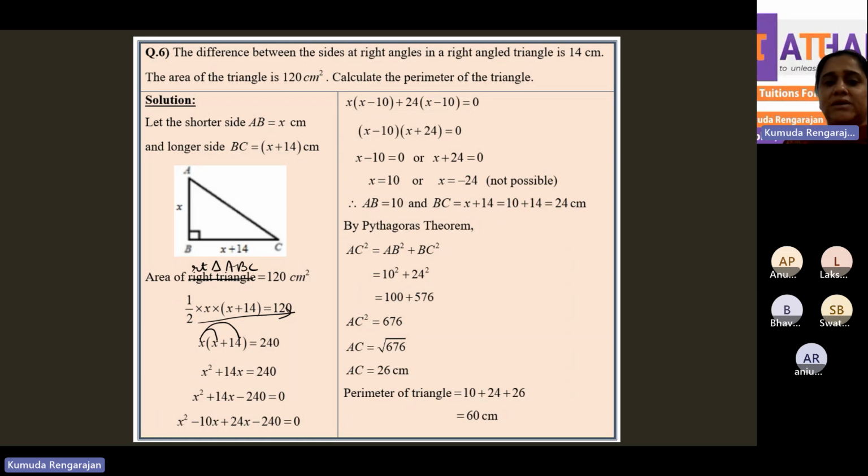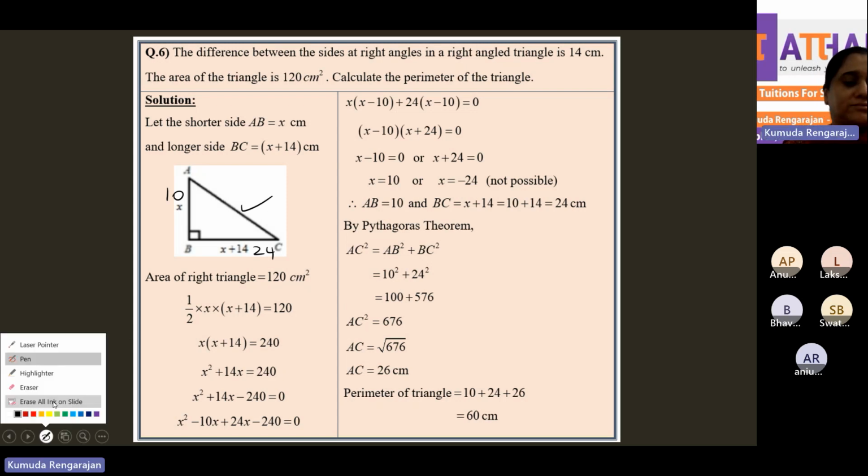Split the middle term and find the two values of x. You're getting x is minus 24, which is not possible because x cannot be negative. It's a side of the triangle which cannot be negative. So x is 10. That means AB is 10. So BC will be equal to 10 plus 14, which is 24 centimeters. Now we found this is 10, this is 24. Find the perimeter of the triangle. That's the question. So find the hypotenuse and then find the perimeter.